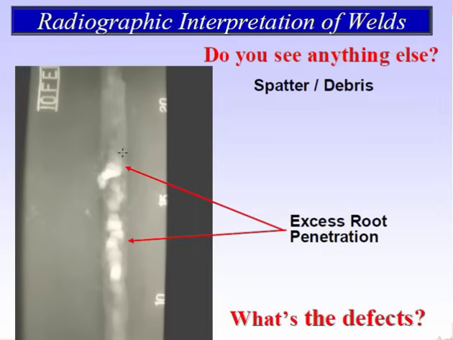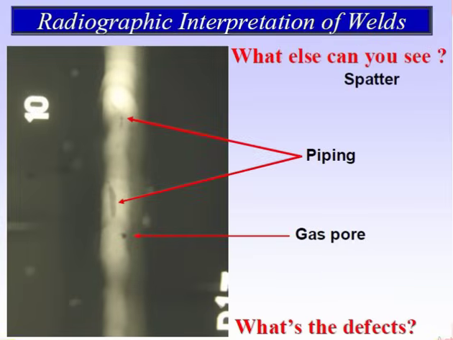You can see anything else in the joint. You see here, this is the spatter debris, the white one, all the white ones are spatter debris, and the root penetration is excessive, the white image is coming in the radiograph. So this is excessive root penetration. This is the gas pore. You can see the gas pore, and this is the piping defect.